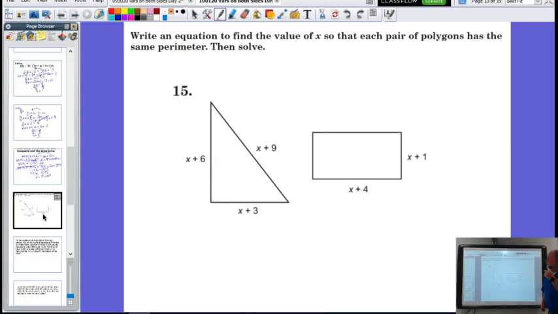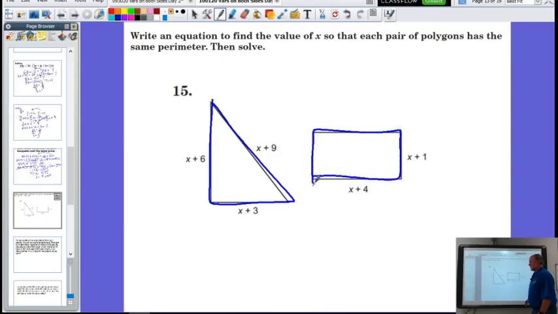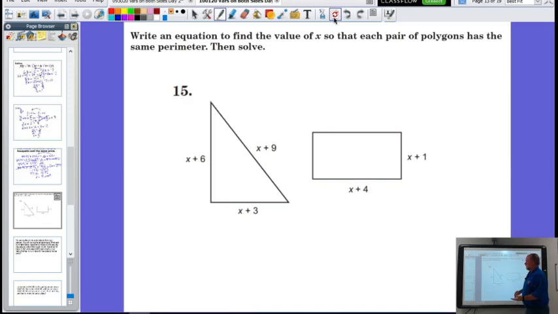It says, I want you to write an equation to find the value of X so that each pair of polygons has the same perimeter. Well, we know perimeter is the distance around a shape. So for this triangle to find its perimeter, I'm just gonna add those three pieces together. For the rectangle, I'm gonna add all four pieces together. But you'll notice my numbers really aren't nice numbers. They're like algebraic expressions, and that's okay.